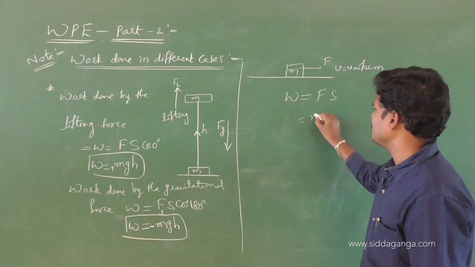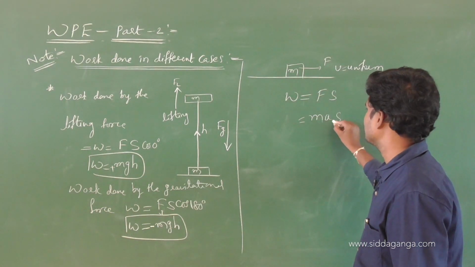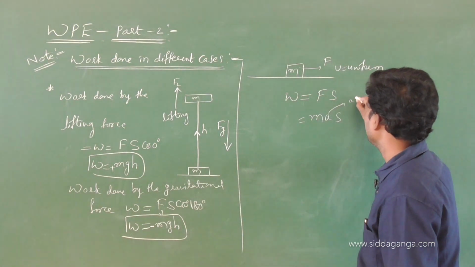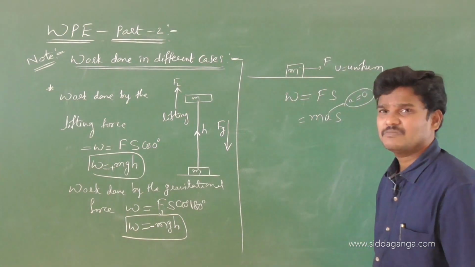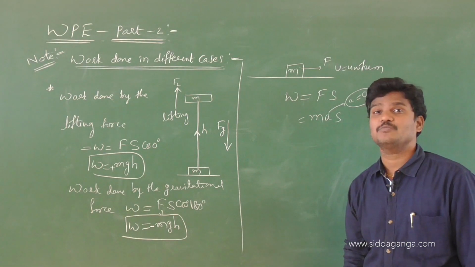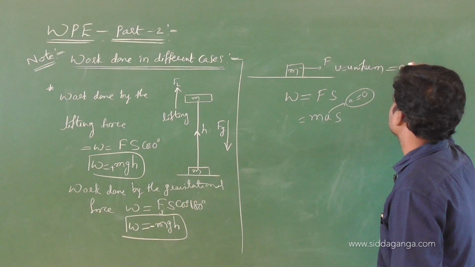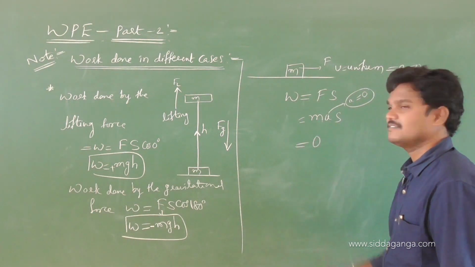F is nothing but ma, because S is not given here. What is this a? a is 0. Why is a 0? Tell me why a is 0. Because the body is moving with uniform speed. So uniform speed means what is the acceleration? Acceleration 0. Then how much is the work done?